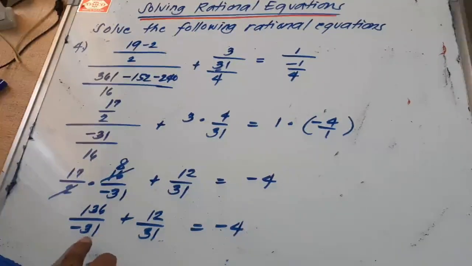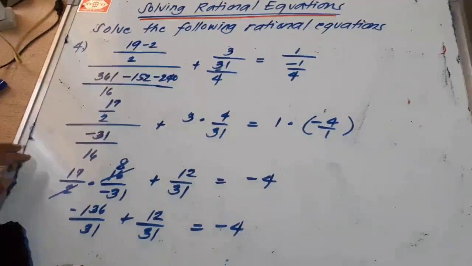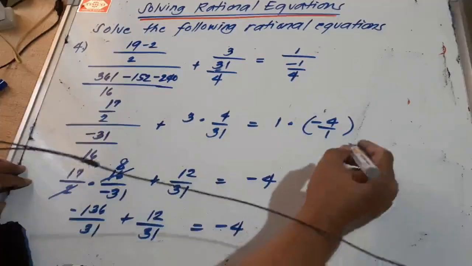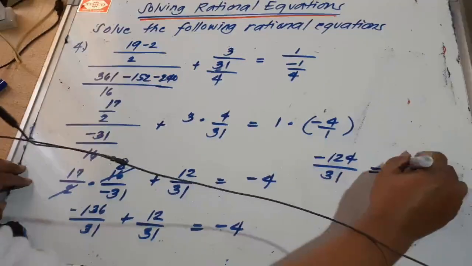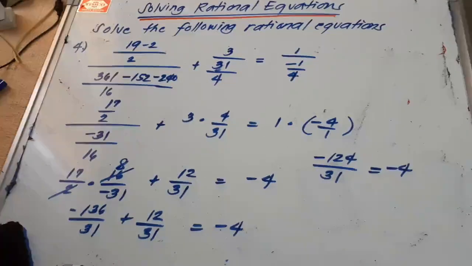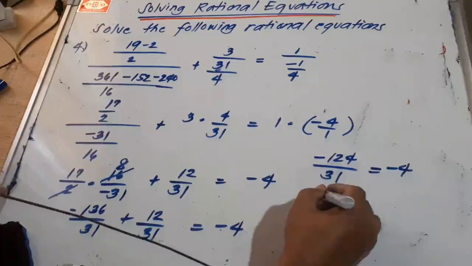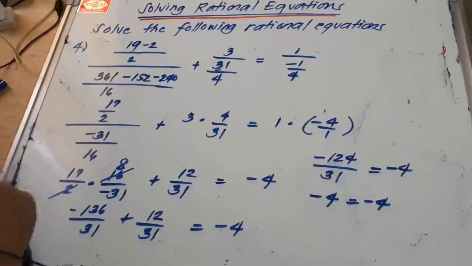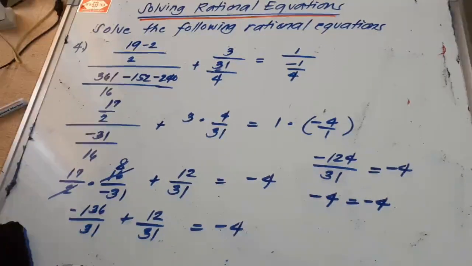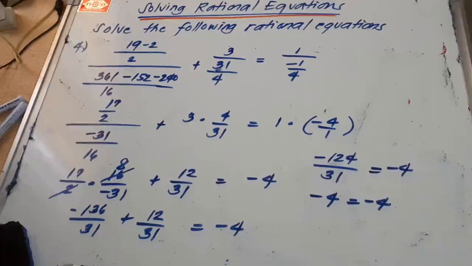So we have 136. Ilagay ko lang yung negative sign dito. So that will be pare-pareho ang kanyang denominators. So negative 136 plus 12, that will be negative 124 over 31 should equal to negative 4. And if we divide 124 by 31, that is equal to 4. Since we have here a negative sign, therefore, negative 4 equals negative 4. So therefore, our answer is correct. The solution to that rational equation is x should be equal to 19 over 4. So thank you. I'm going to give you an activity sheet for this topic. Thank you. Goodbye.